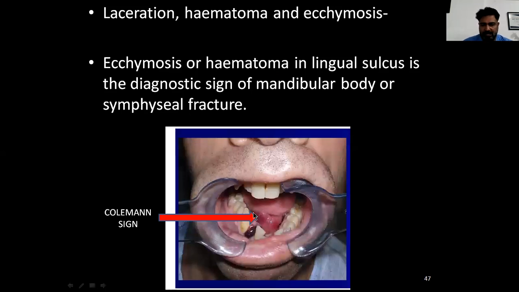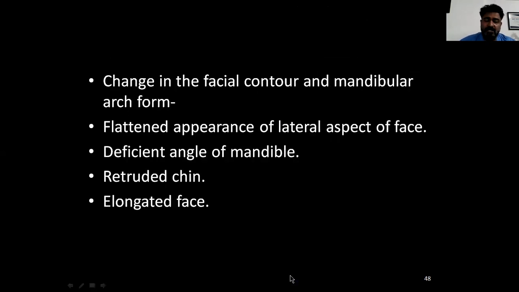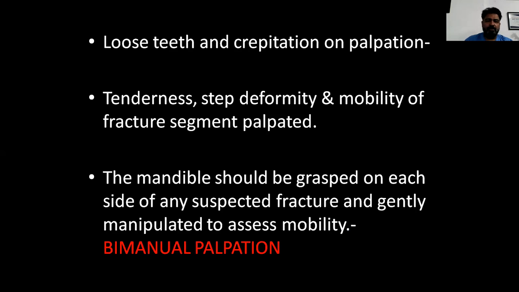Can you see this ecchymosis here? It is also called sublingual hematoma or Coleman sign. Okay, this is a very famous sign, Coleman sign. Then the change in the facial contour and mandibular arch form: flattening appearance of the lateral aspect of the face, deficient angle of the mandible, retruded chin, and elongated face. Loose teeth and crepitation on palpation, tenderness, step deformities, mobility of the fracture segment is palpated. The mandible should be grasped on each side of the suspected fracture, gently and manipulated to assess the mobility. So it is called bimanual palpation.